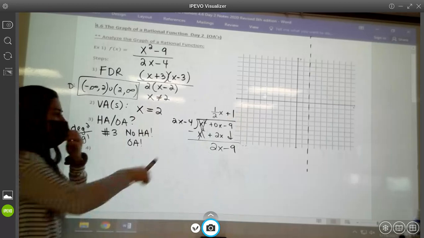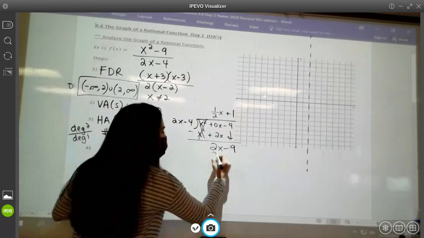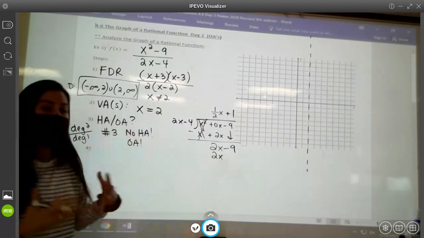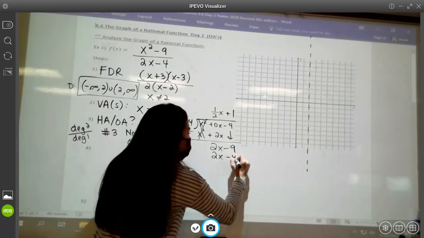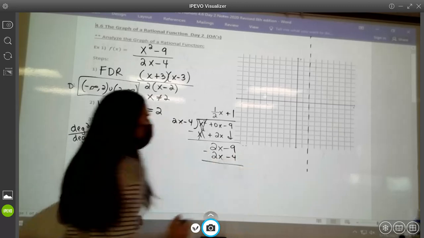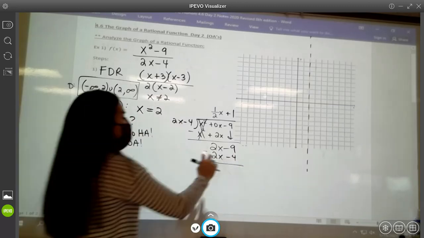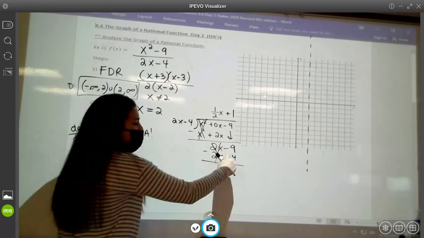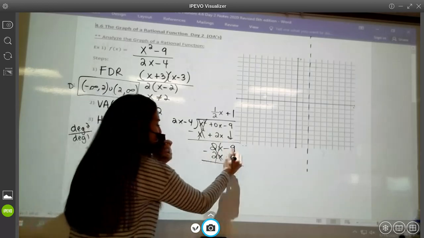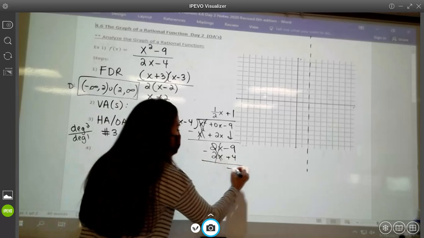All right, so now we multiply it in. What's positive 1 times 2x? It's 2x. See how they match? That means they're going to cancel in that subtraction step. What's 1 times negative 4? Negative 4. Now we subtract, and we see what's left. 2x, take away 2x, cancel. Negative 9, subtract negative 4 turns to a plus, and you're left with negative 5.